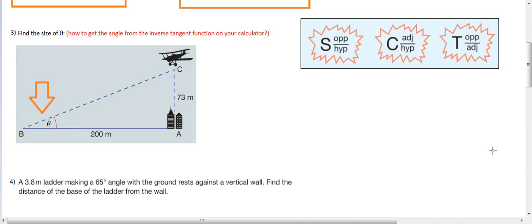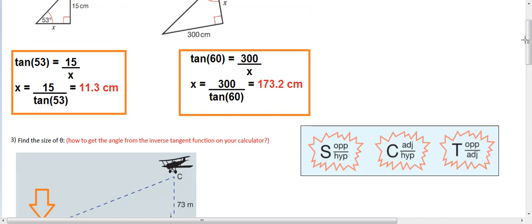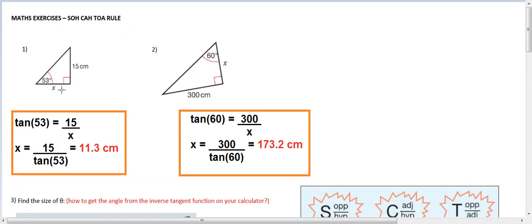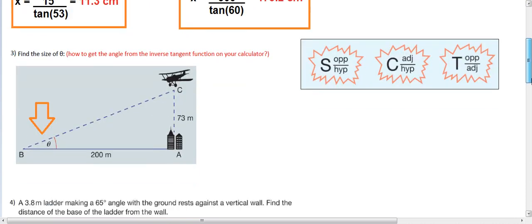Previously we were working with a known angle and an unknown side, right? But now it's the opposite. I have two known sides and I need to find an unknown angle. So we're going to use the same relations, but now we're going to use the inverse function to find out the angle at the end. You're going to see that it is pretty simple.